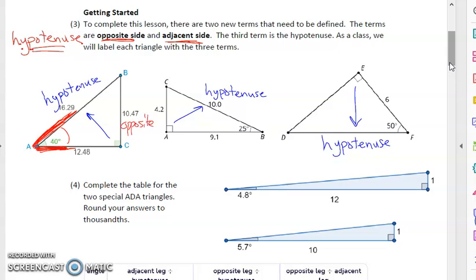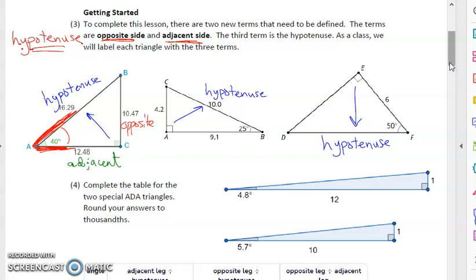So the 10.47 is the opposite side. And then the third side, the remaining side, is the side that's called the adjacent side. Now, that side is adjacent to the 40-degree angle, or next to the 40-degree angle, and so is the hypotenuse. So there are actually two adjacent sides, but one of them already has a special name.